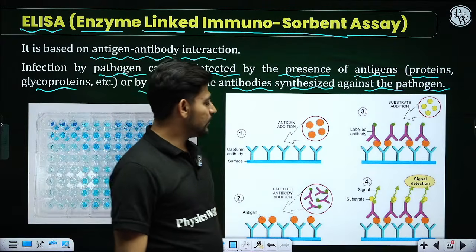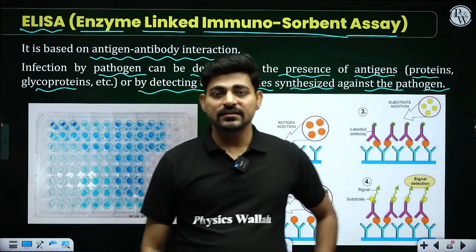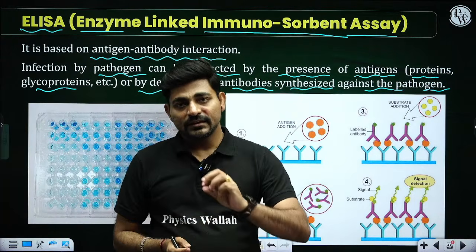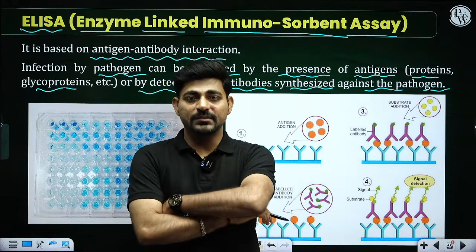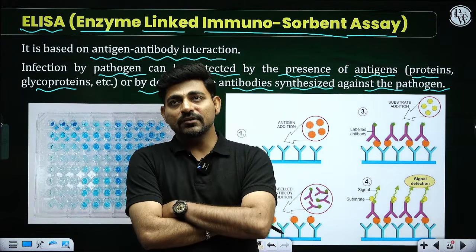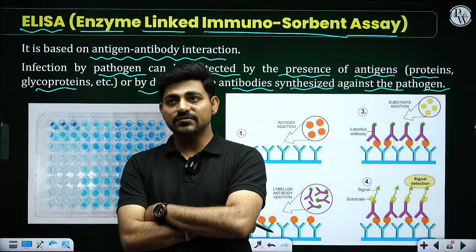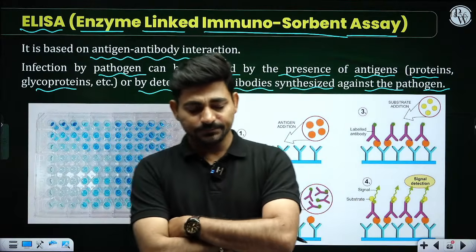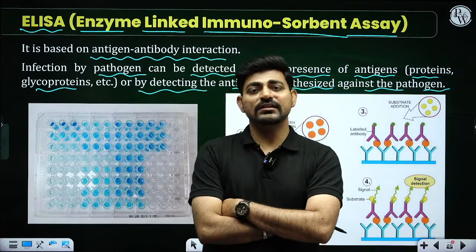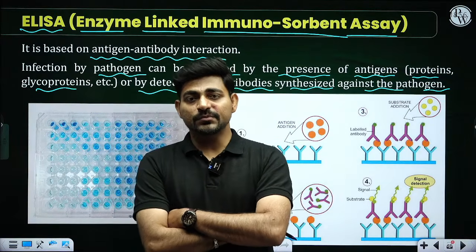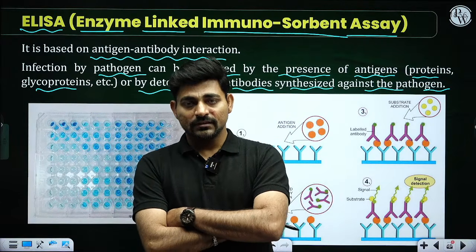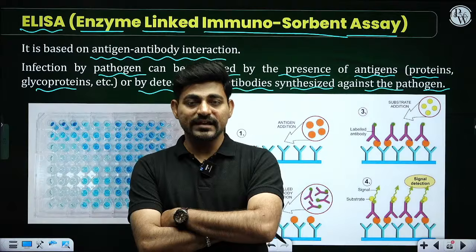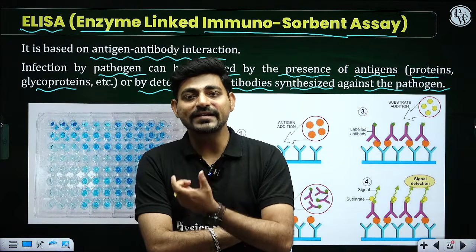You have to perform this ELISA test. You have to search for presence of antigen or antibody in the body fluid of the person. Suppose you are suffering from dengue, then obviously you are infected with dengue virus, right? When this dengue virus enters your body, it starts producing toxins, and that's why you are suffering. Those toxins produced by the dengue virus are actually the antigens.